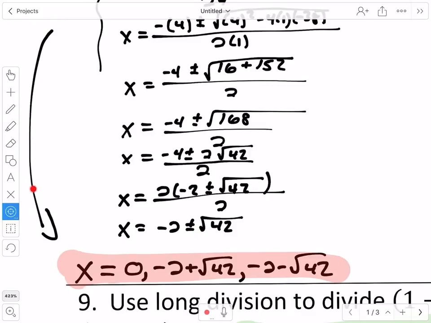We can't forget the 0 that we brought down, x equals 0. So this has three x-intercepts: 0, negative 2 plus the square root of 42, and negative 2 minus the square root of 42.